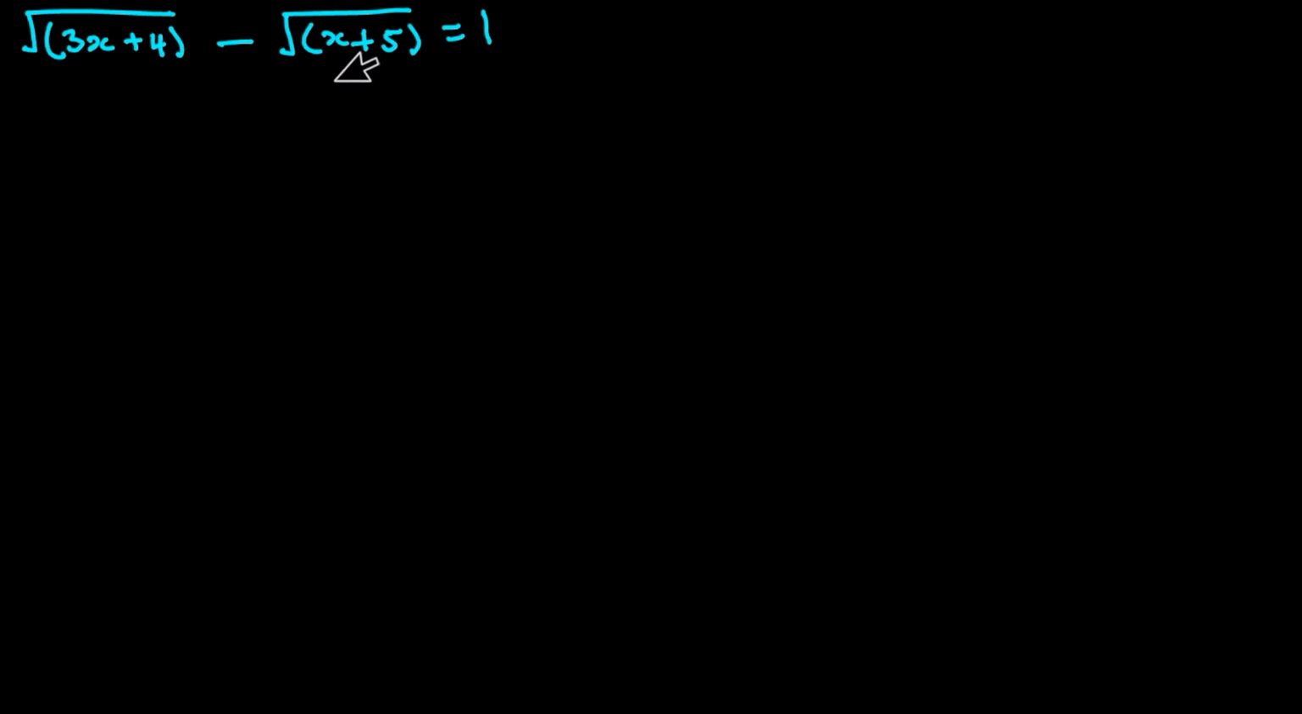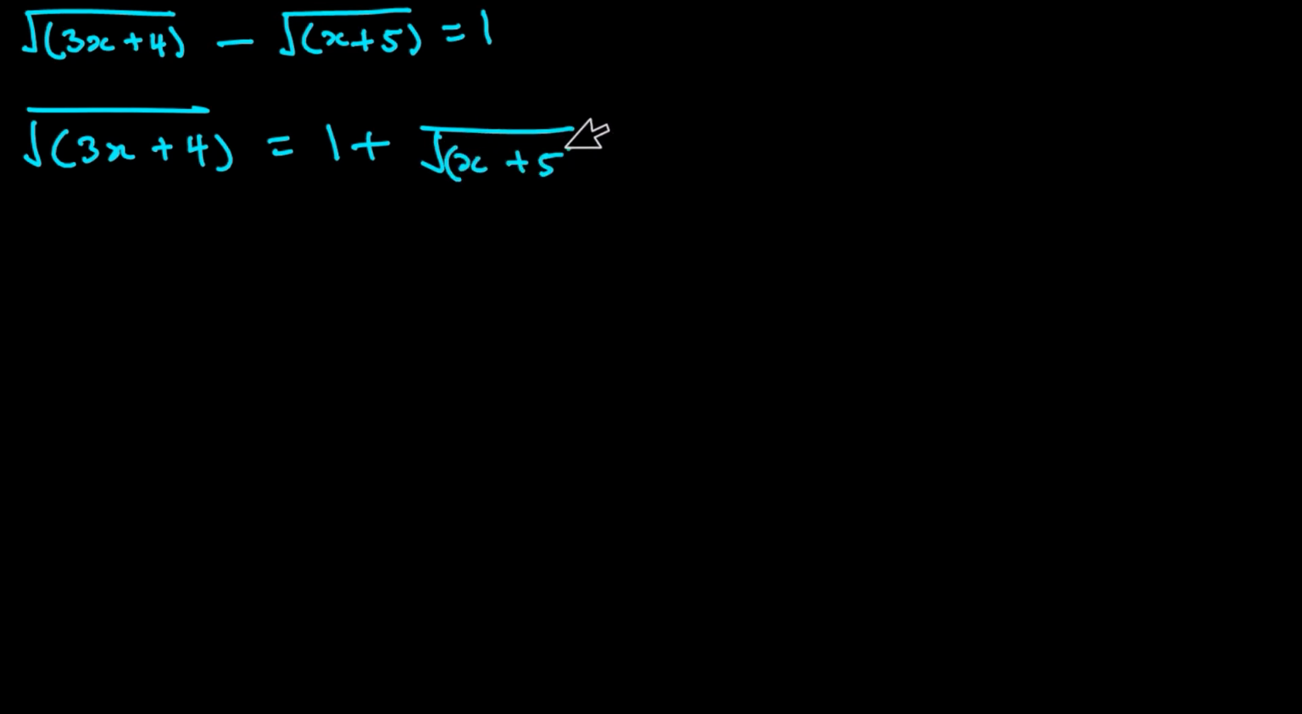Now let's get started. First of all, I'll copy this to the right. So we have square root of 3x plus 4 is equal to 1 plus square root of x plus 5. Right. So what I'm going to do next is I'm going to square each side of the equation. So we have here also squared. Right. So that this one will cancel this straight away.